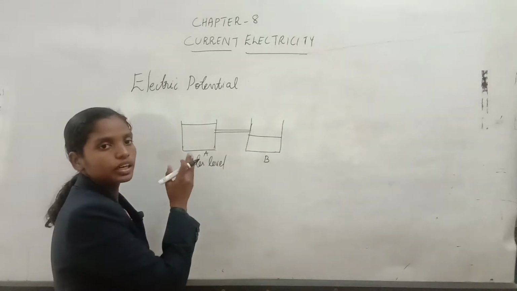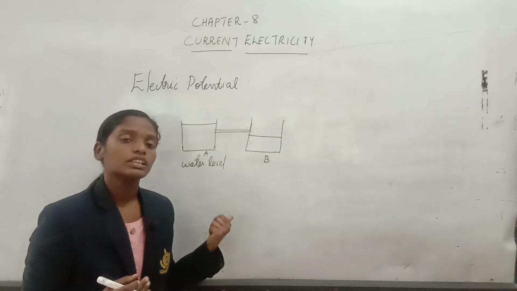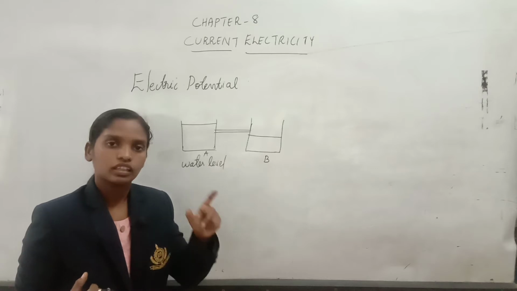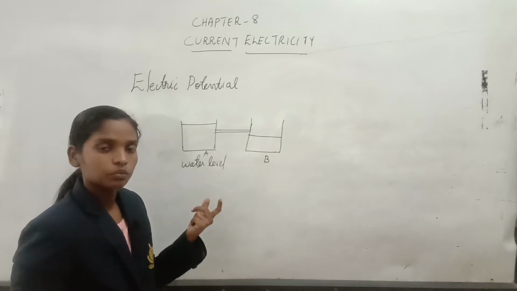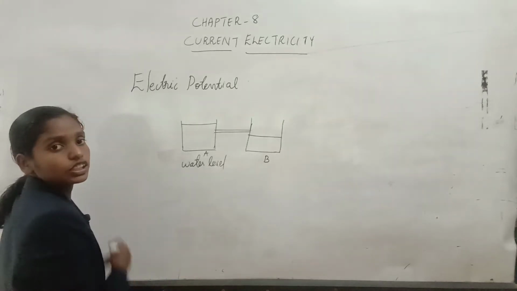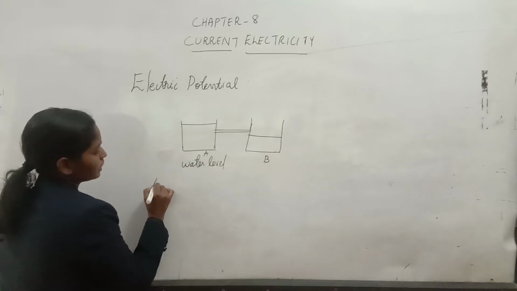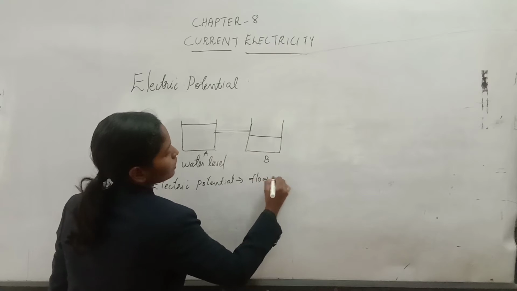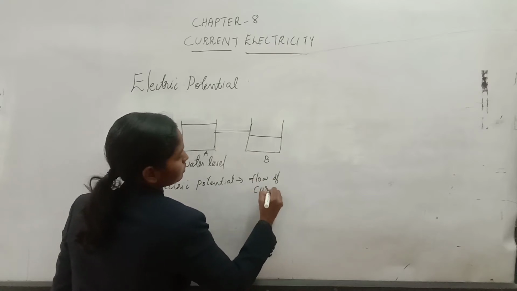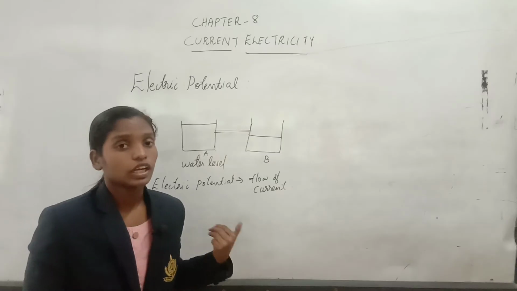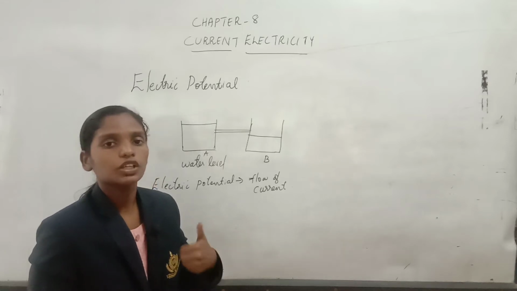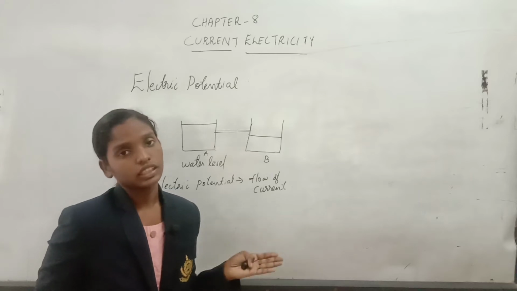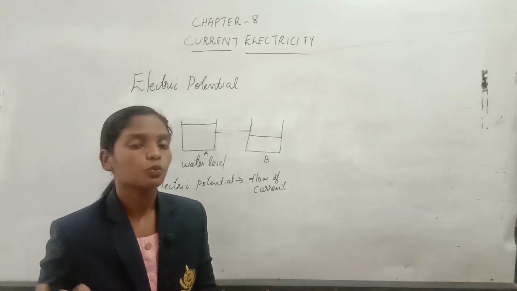Just as the water level determines the water flow, the current flow is determined by a quantity called electric potential. So electric potential determines the flow of current. To express it as a physical quantity, we need to measure it. How will you measure it? We will consider electric potential in relation to work done.